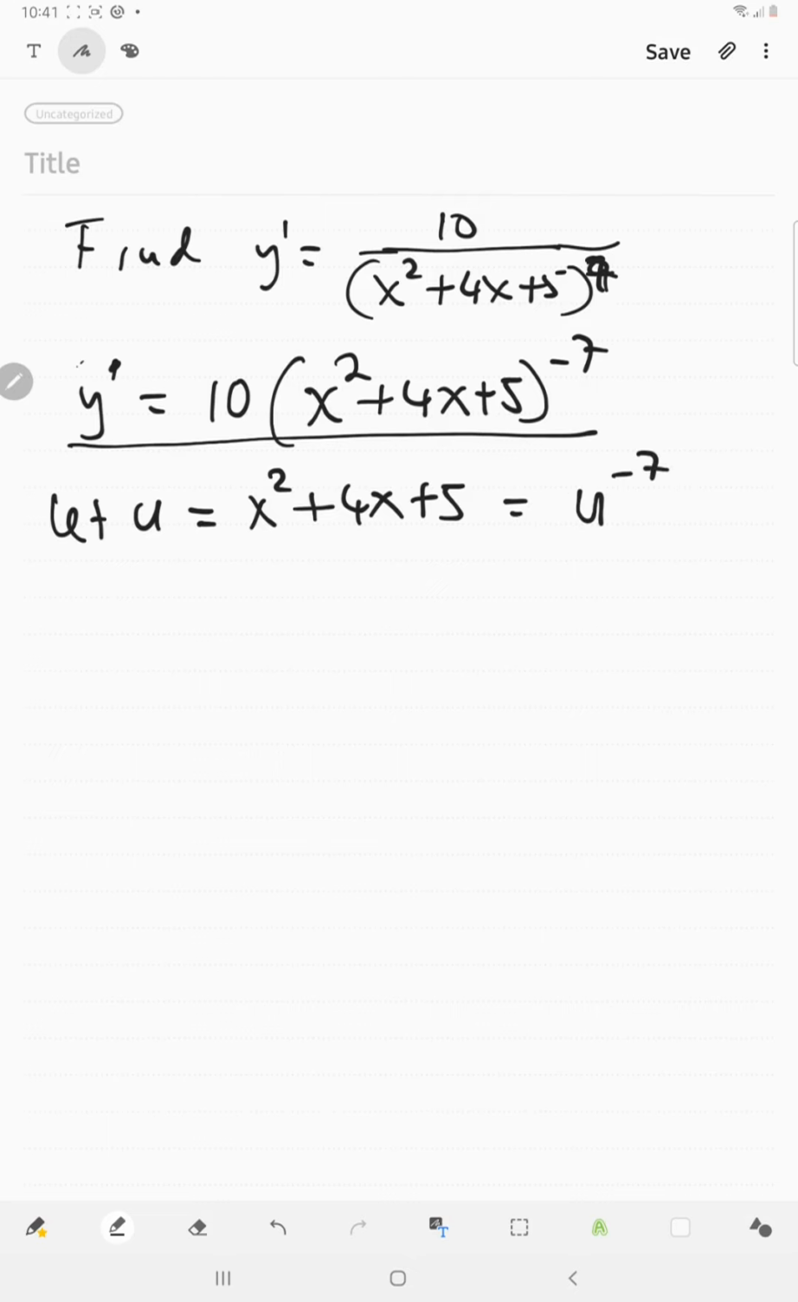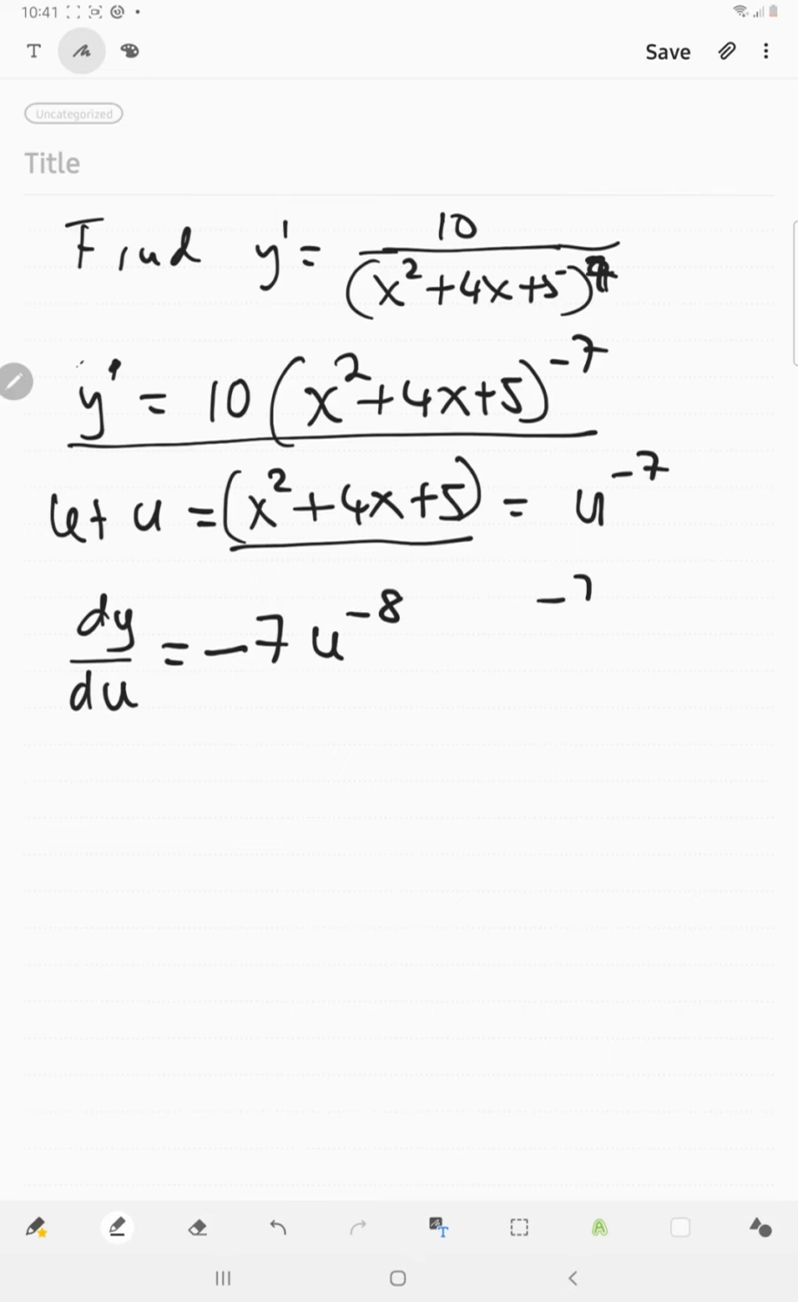Okay, because this is u. Now in that case, you will be able to say dy/du. Now what is dy/du? In this case, dy/du is equal to negative 7u to the power negative 8. Why negative 8? Because I've taken negative 7, minus 1, giving me negative 8.